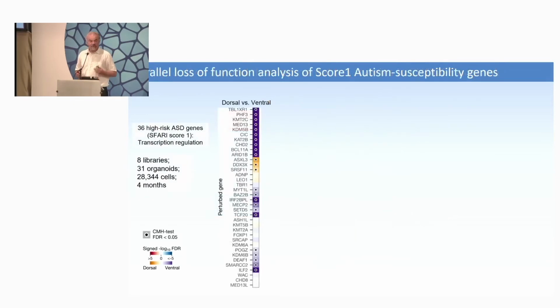So we use this system to screen through all the level 1 risk genes for autism. And we stratified those cells for transcriptional regulators. And the results of all of this is shown here. In this chart, I've plotted all the effects that these genes have on the balance between dorsal and ventral neurons, between excitatory and inhibitory neurons. And what you can see is there's some transcription factors that result in an increase in ventral cells. There are others that result in an increase in dorsal cells. I'll show you two examples here.